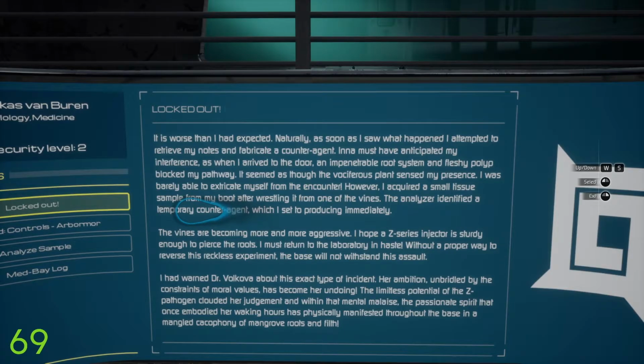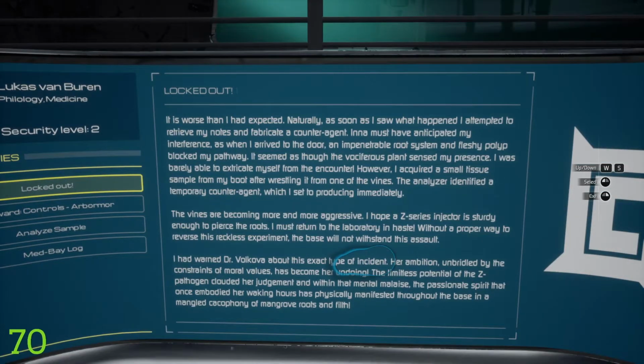The vines are becoming more and more aggressive. I hope a Z-series injector is sturdy enough to pierce the roots. I must return to the laboratory in haste. Without a proper way to reverse this reckless experiment, the base will not withstand this assault. I warned Dr. Volkova about this type of incident. Her ambition, unbridled by the constraints of moral values, has become her undoing.